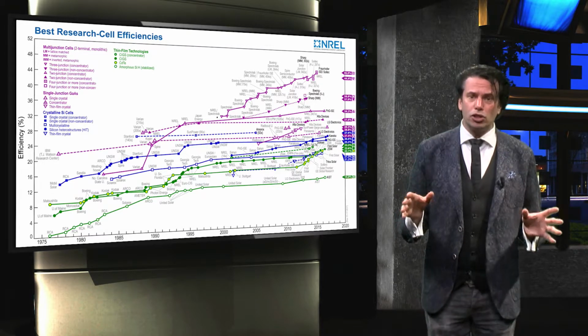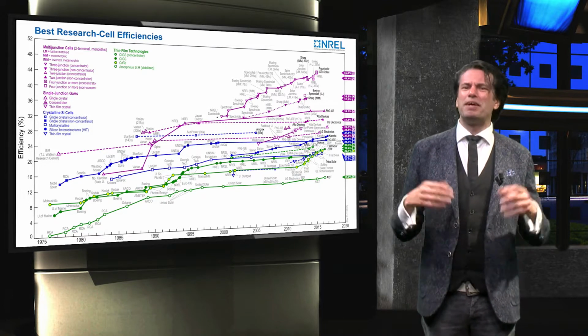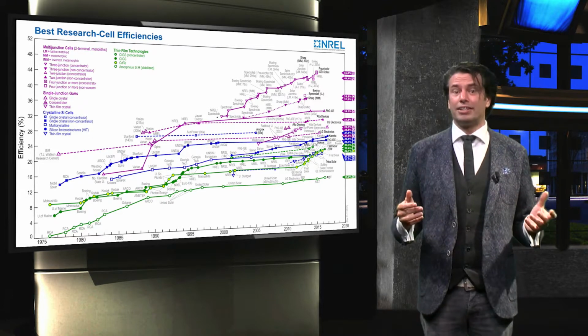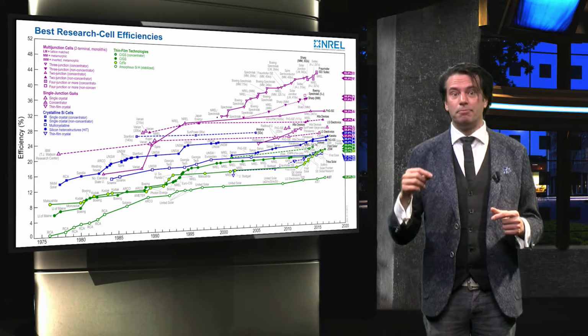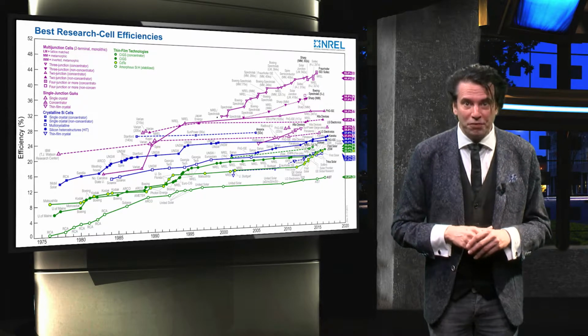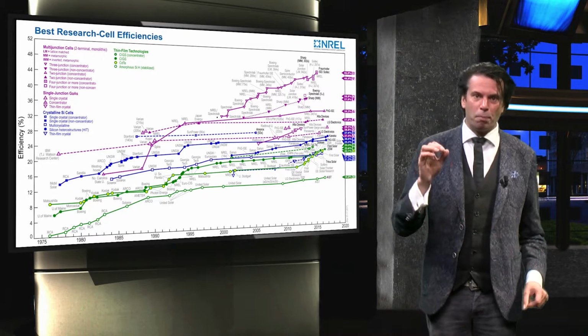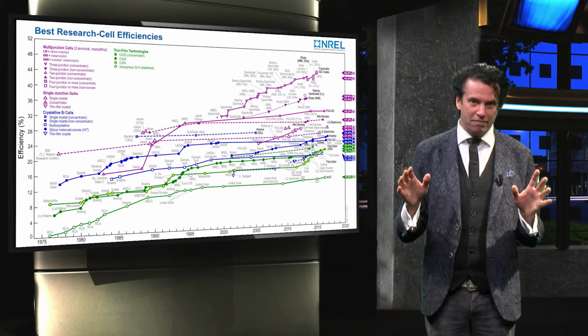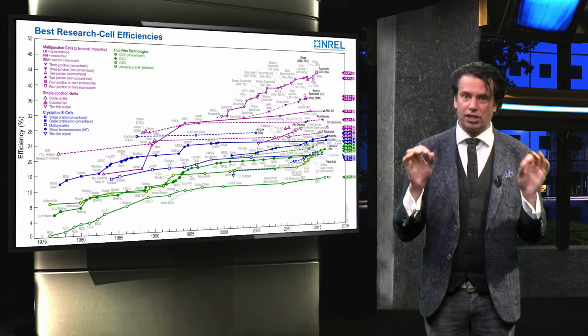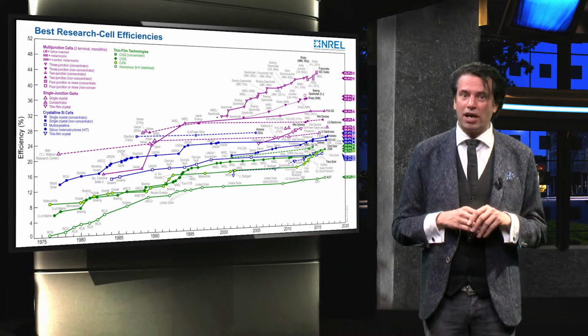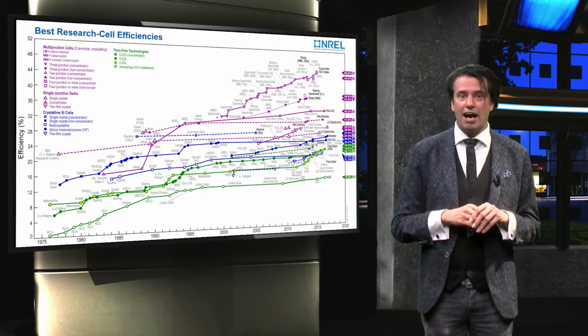Under concentration, the 4-junction gallium indium phosphide, gallium arsenide, gallium indium arsenide, gallium indium arsenide 4-junction bonded device architecture has resulted in the highest efficiency reported for any PV device, which is 46%. This was accomplished by Soitec, CEA, and Fraunhofer ISE.